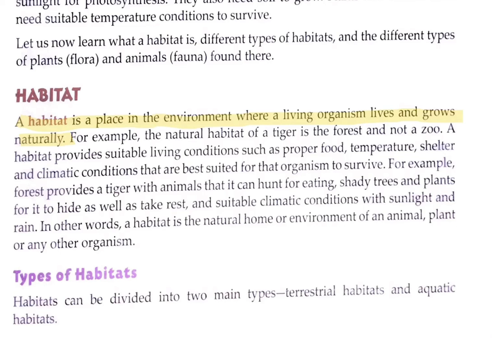Now we are going to read about types of habitats in my next video, where we are going to discuss terrestrial habitat as well as aquatic habitat.